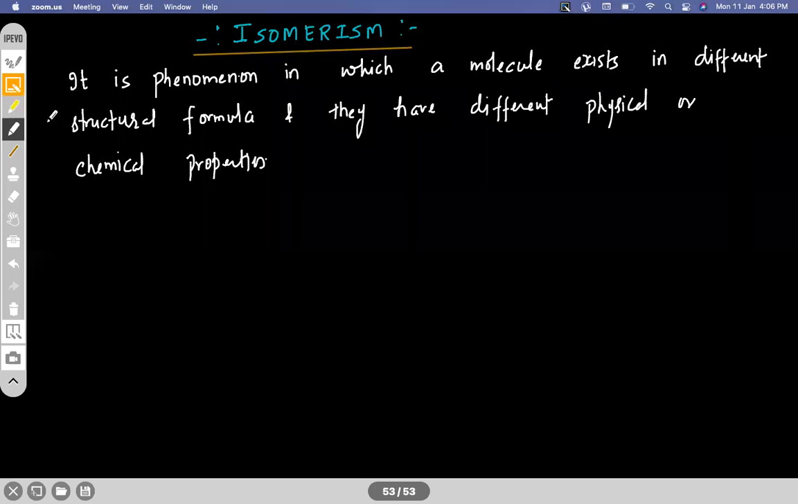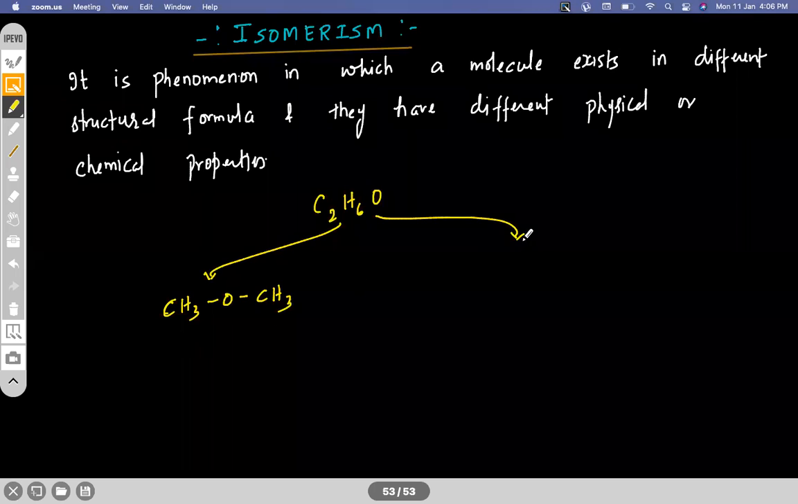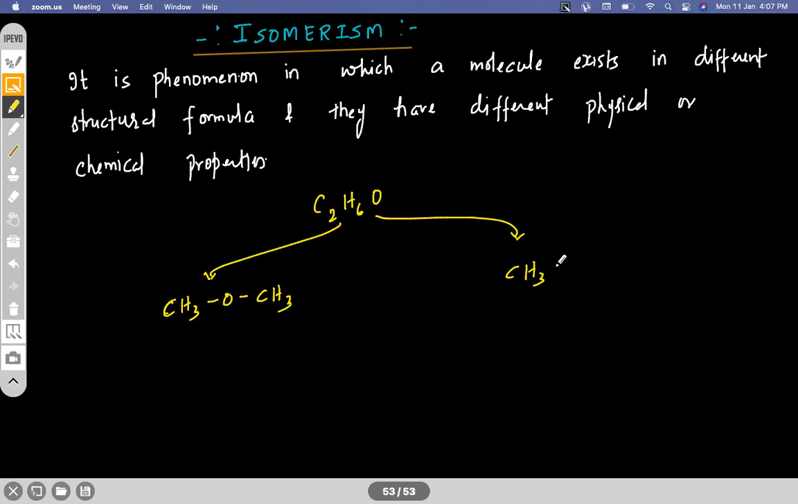So for example, you see, we have a molecular formula, say C2H6O. This is the molecular formula. If I ask you to draw the structure of this, two possible formulas you can write. One is CH3OCH3, which is obviously an ether. Another one is CH3CH2OH. So one is ether, other one is alcohol.